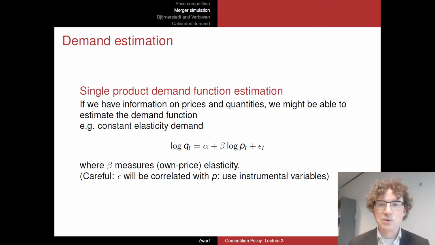What you typically do in order to circumvent that problem is instrument this P. So you use instrumental variables to get rid of the complications arising from the fact that epsilon itself will be correlated with price. But of course it's doable, and once you have done that, you will have some estimate of your demand elasticity. And we can go on and use it as our input to the demand model.